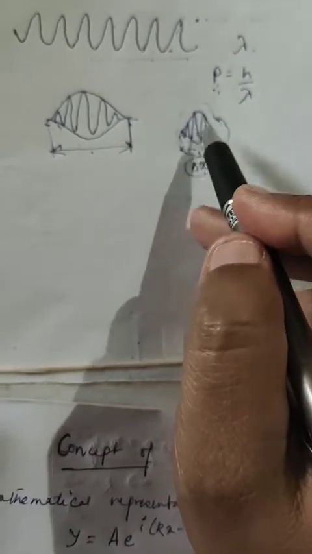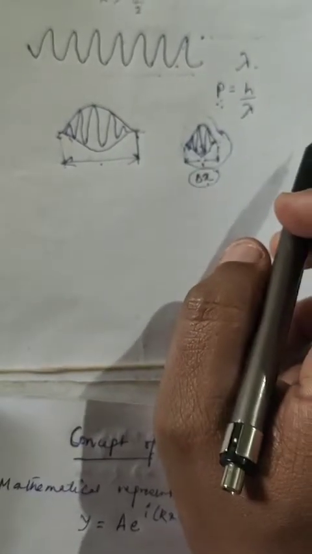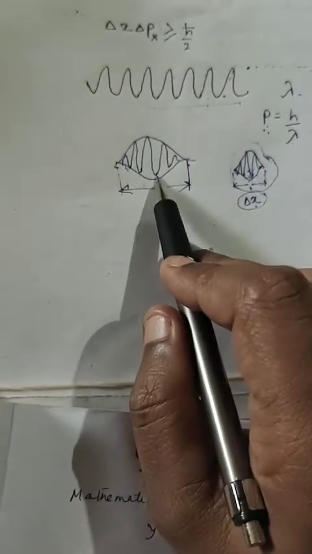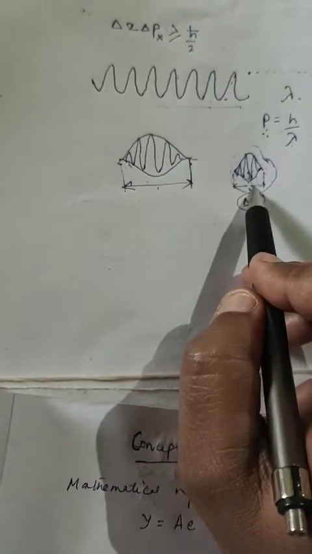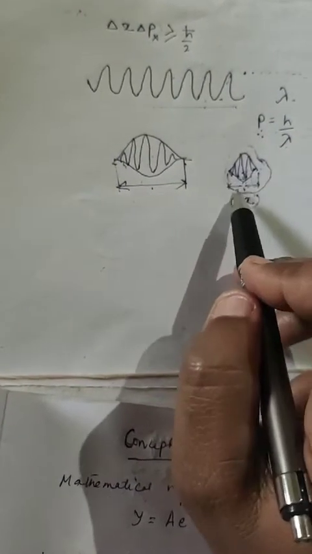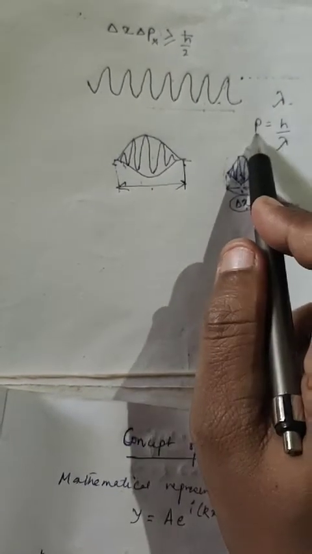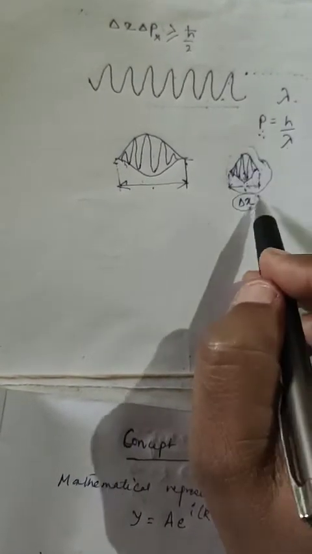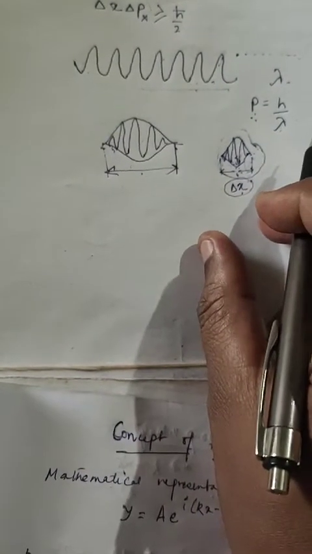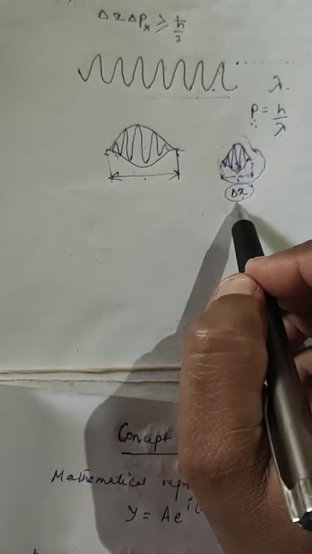Since you have added more and more waves, if I ask you what is the wavelength of this wave packet, the uncertainty is much greater than in this case. Because here you have added, say, 1000 waves of different wavelengths. So the uncertainty in wavelength is high. In other words, the uncertainty in momentum is high. But since you have added more and more waves, you have made the wave packet more localized. So the uncertainty in position is lower.